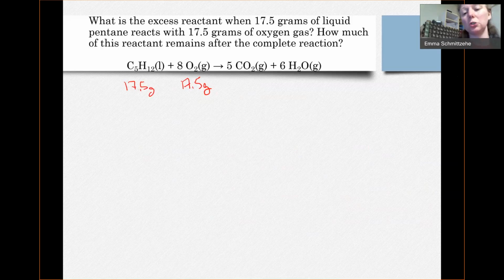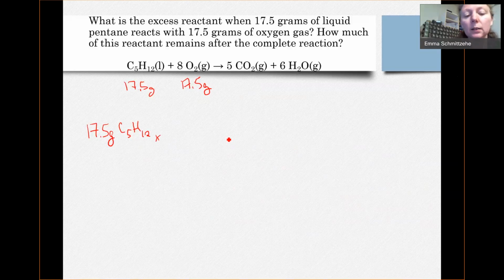So what I'm going to do is just pick one and calculate how much of the other one is needed. If you get lucky, you end up only having to do one stoichiometry calculation. If you don't, you have to do two, and that's okay. So I'm just going to pick the pentane, and I'm going to take that 17.5 grams of C5H12, and I'm going to say, if that reacts completely, how much oxygen gas do I need? Meaning I'm going to convert the pentane to oxygen.